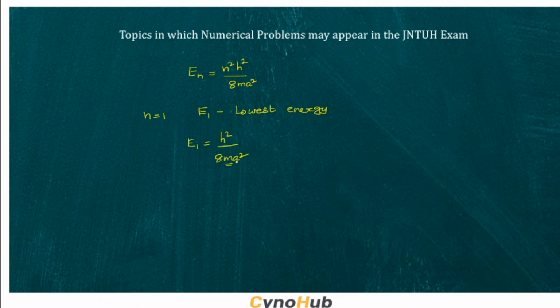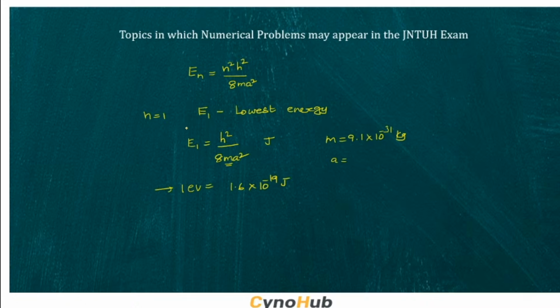If an electron is given, m will be 9.1 into 10 power minus 31 kg. A would be given in angstrom units, and you can even calculate the energy in joules or in eV, where 1 eV is equal to 1.6 into 10 power minus 19 joules. That conversion you need to have if you are asked.